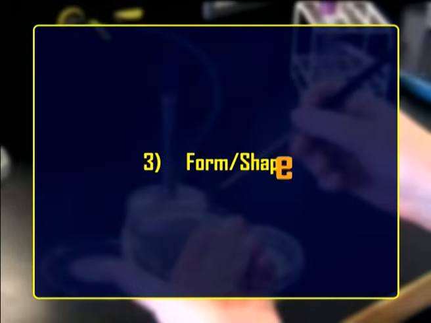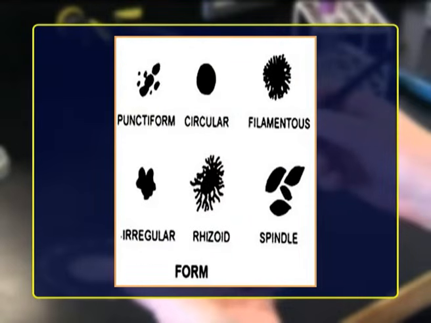Next is form, or the shape, a cultural characteristic in nutrient agar plates. The shape of a colony is described as follows. Punctiform, a type of form in nutrient agar plates: colonies which are very small but not microscopic, with a diameter of less than 1 mm. Circular, a type of form in nutrient agar plates: unbroken peripheral edge.